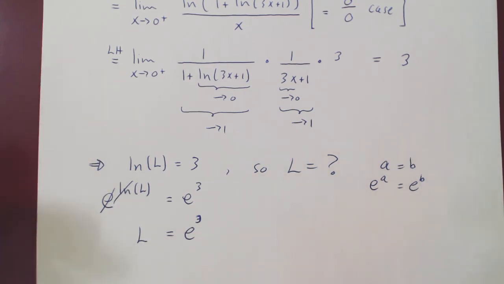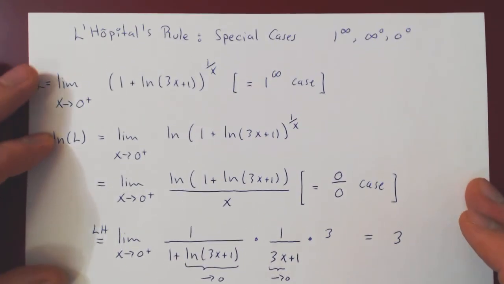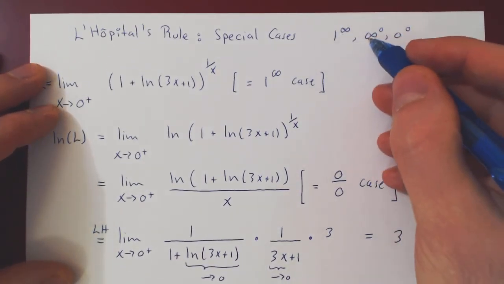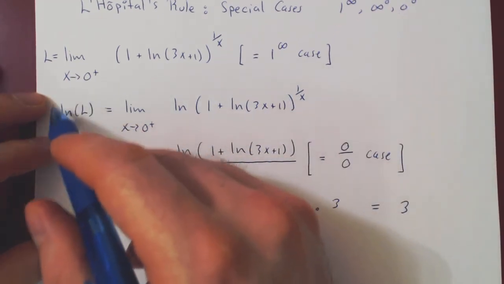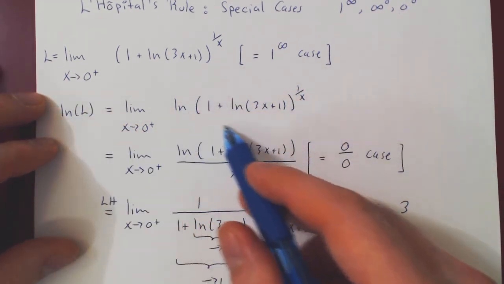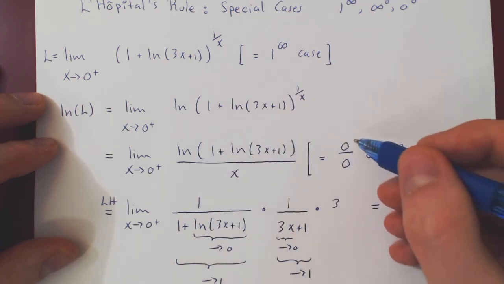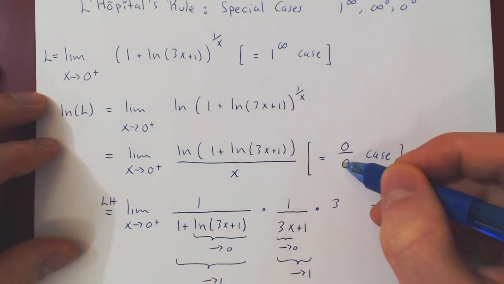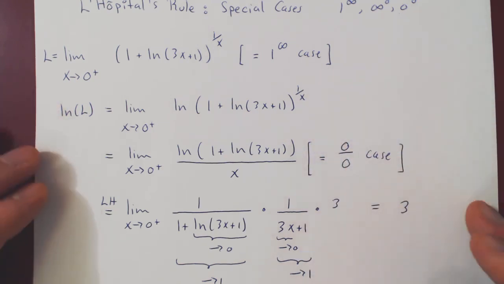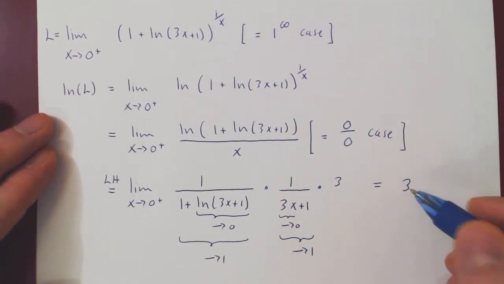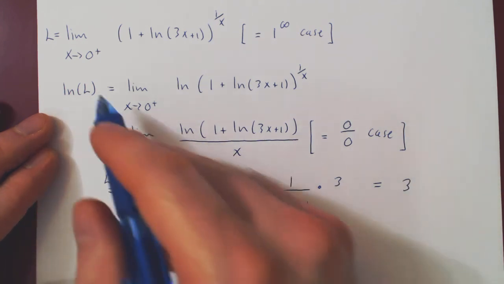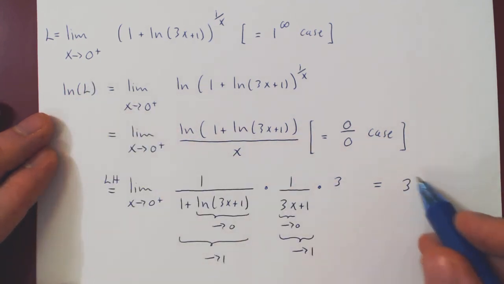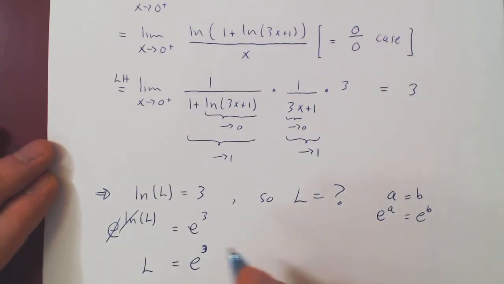And that's it. So always remember, if you have a 1 to the infinity, infinity to the 0, 0 to the 0 case, by taking the ln of the limit and tweaking the expression, you will have either a 0 over 0 or infinity over infinity case. You can apply L'Hopital's rule to arrive at a given answer, but this is not the original limit, but the ln of it. So to go back to L and not the ln of L, exponentiate your answer with the natural base that is e. And that's it.